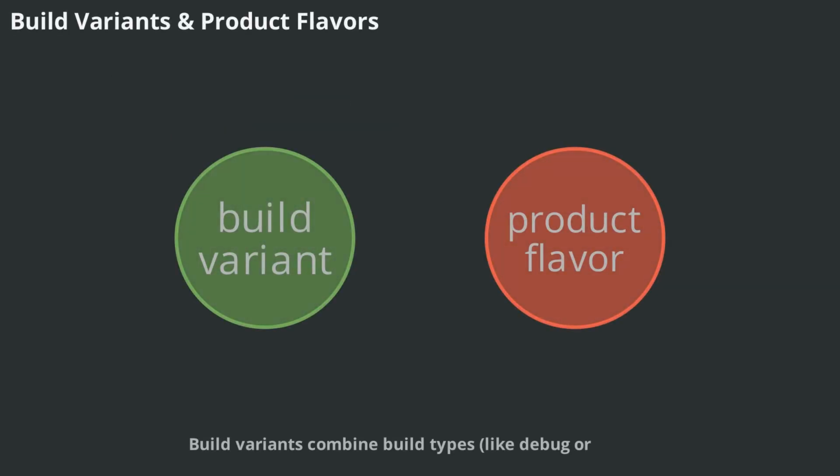Build variants combine build types like debug or release, and product flavors like free or paid, allowing customization for different requirements. Product flavors define versions of the app with unique features or configurations. This flexibility enables developers to target multiple markets or user segments from a single codebase.